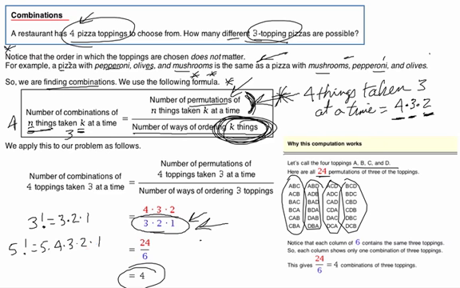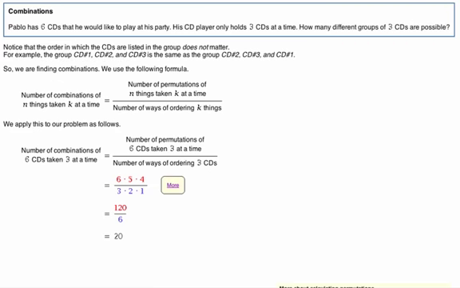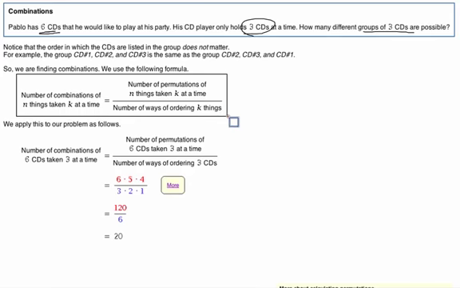Let's look at another example just to confirm it. So here we're talking about bringing in 6 CDs. And this player holds 3 at a time. So how many different groups of 3 CDs? So once again, we're using the very same formula. Our permutation over that factorial thing that I mentioned. So let's take a look.